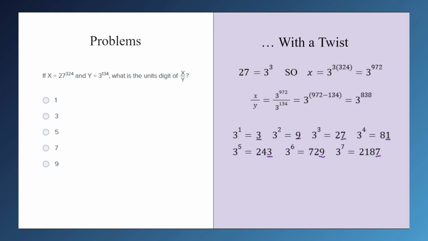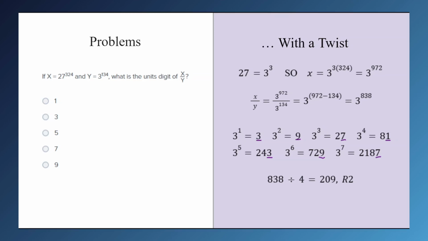Looks like 3, 9, 7, 1, 3, 9, 7. So it repeats in a pattern of 4. So we can simply divide 838 by 4, which gives us 209, remainder 2. And we can check our pattern to see that when the remainder is 2, the second units digit in the pattern is 9, which equates to the answer will be E as well, right here.